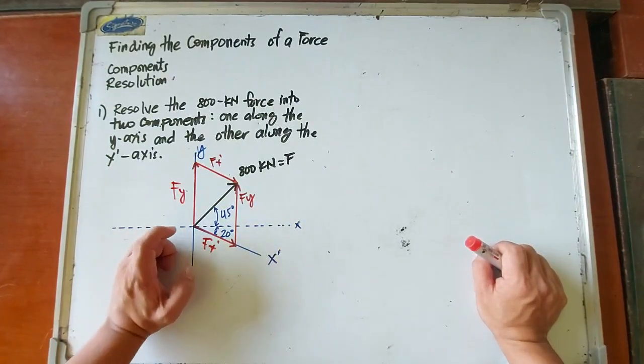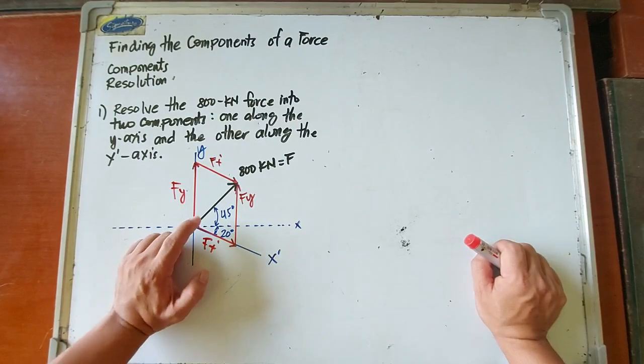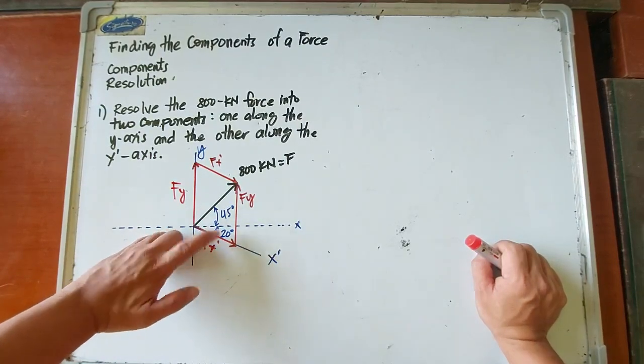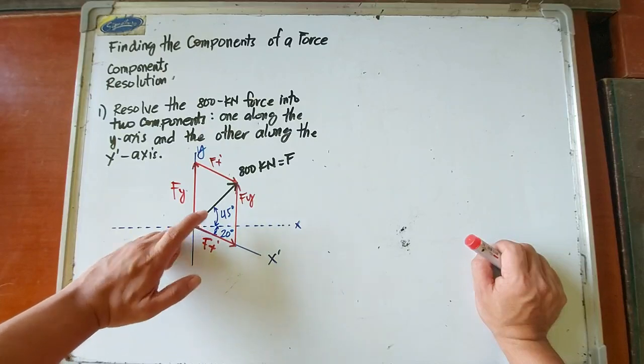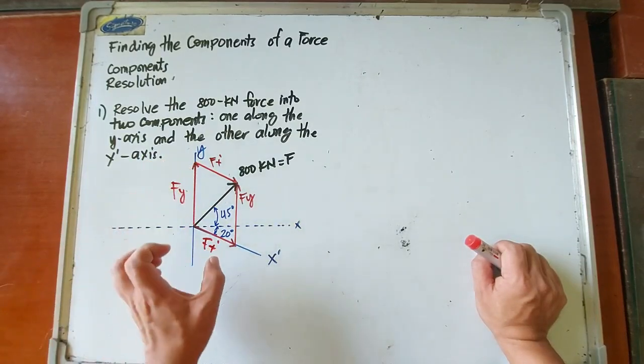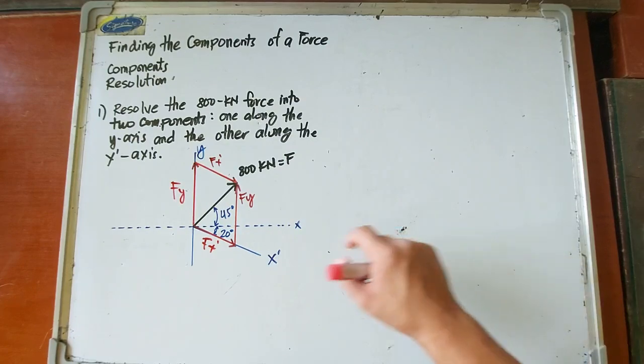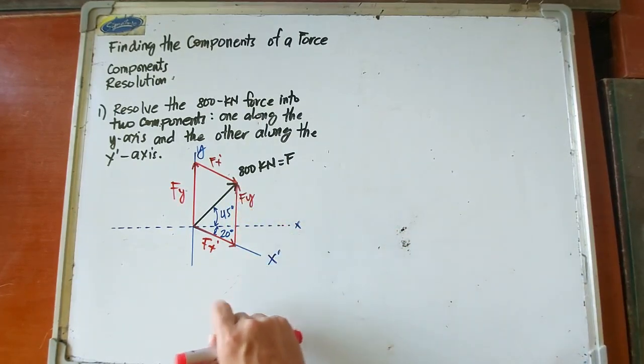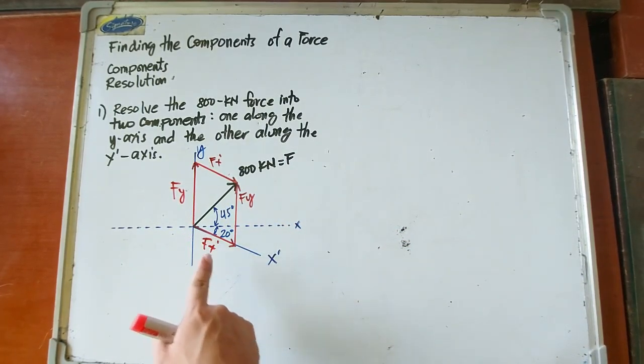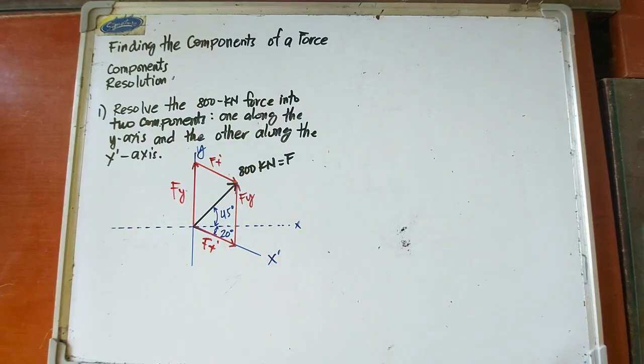Ito, given siya. And given yung angle dito. Okay? So ang given lang natin is isang side ng triangle at isang interior angle. So how do we solve for the components if that is the case? Sinasolve natin yung side na to, which is Fy. We also solve for this, which is Fx prime. So how do we solve that?